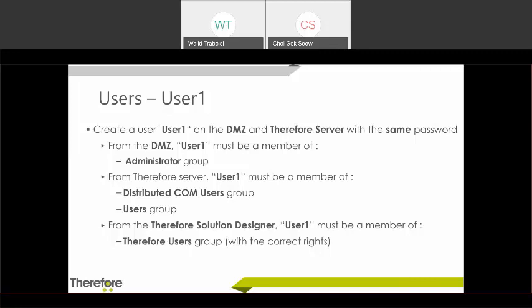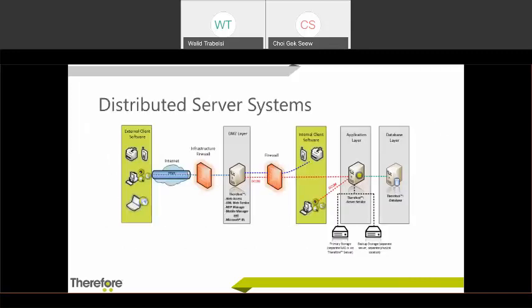So about user one. User one is created for the DCOM communication between the two systems, because, let me just come back quickly. Here, as you can see, the communication from the DMZ to the application is done via DCOM. Okay, so you have to configure this DCOM communication between the DMZ and the application layer.